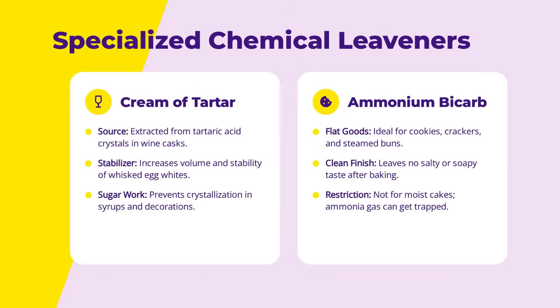Another important chemical leavening agent is ammonium bicarbonate. Ammonium bicarbonate decomposes during heating and produces carbon dioxide, ammonia, and water vapor. These gases expand rapidly, making bakery products light and crisp. It is mainly used in products such as biscuits, crackers, and cookies, where the product is thin enough for the ammonia gas to escape completely during baking.